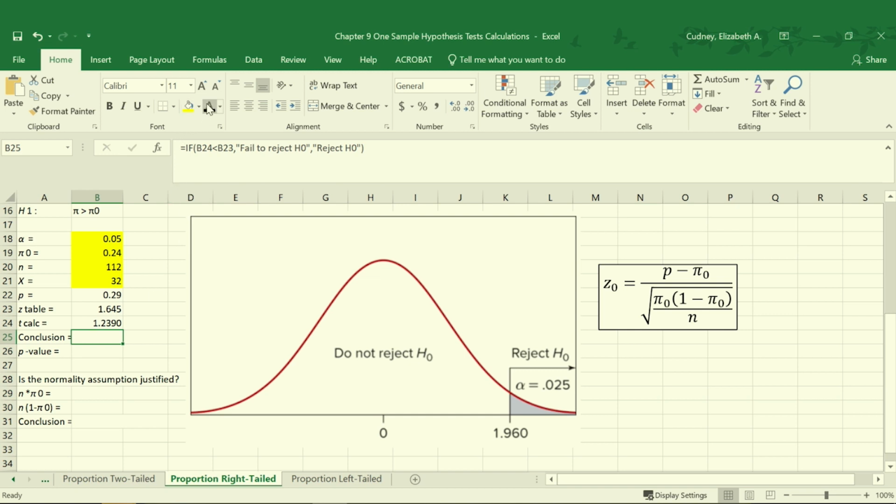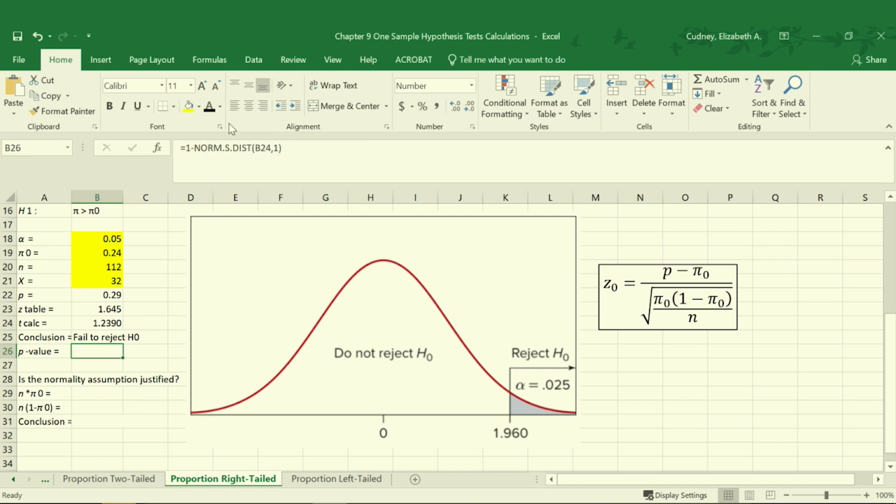We can set that up as our conclusion as well by comparing our value for B24 for our t-calc. If it's less than B23 from our z-table, then it will fall in this fail to reject region. So we'll have the conclusion of fail to reject H naught. Otherwise, we would reject the null hypothesis. So our conclusion here is correct.